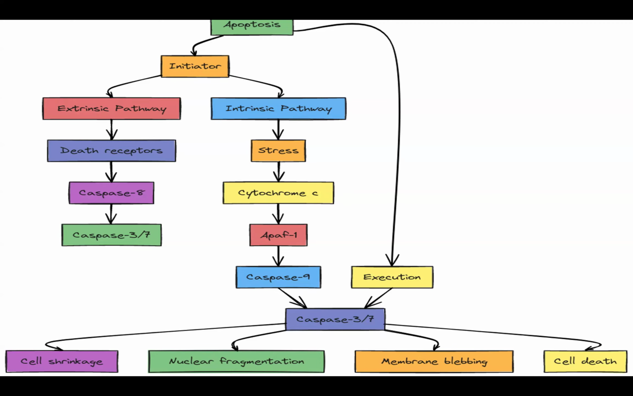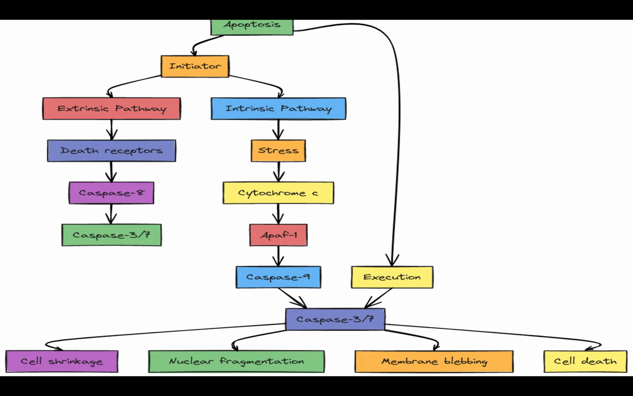The extrinsic pathway. This pathway is initiated by external signals. These signals come from death ligands like FasL or TNF alpha, which bind to death receptors on the cell surface. Once activated, these receptors recruit and activate caspase 8, an initiator caspase. Caspase 8 then activates the executioner caspases, caspase 3 and caspase 7, which drive the final steps of apoptosis.